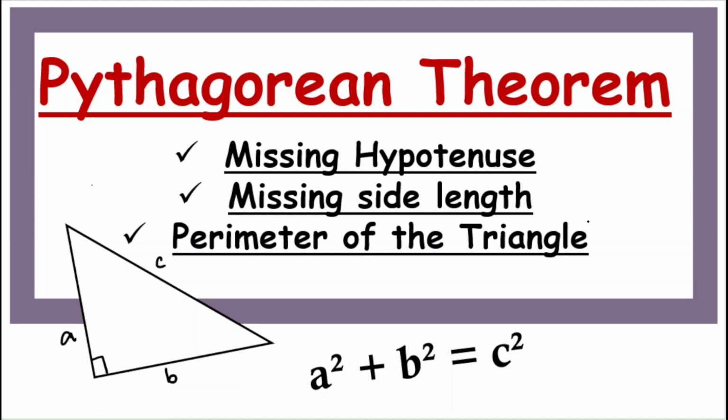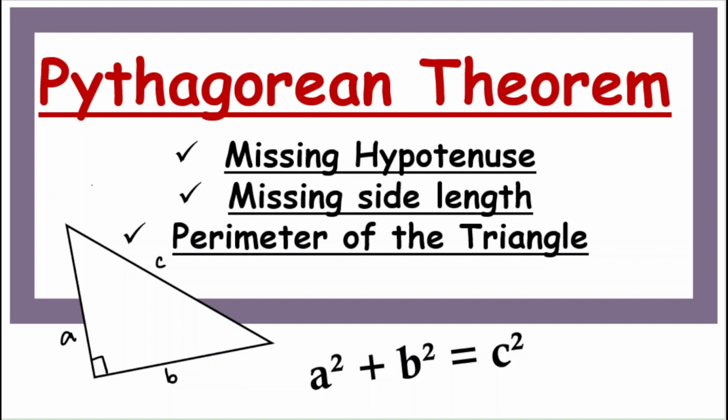Hey everyone, do you know what connects the three sides of a right angle triangle in a very special way? Yes, that is Pythagorean theorem. So today we are going to learn and explore the Pythagorean theorem and we will use it to find the missing hypotenuse, missing side length or to find the perimeter of the triangle.